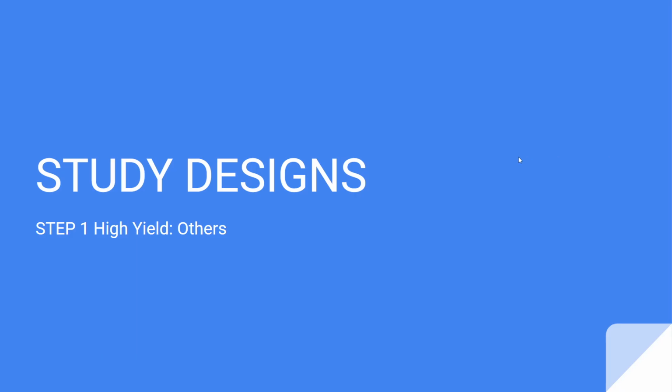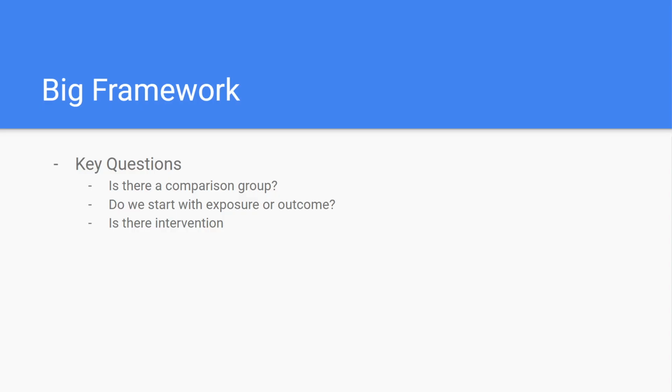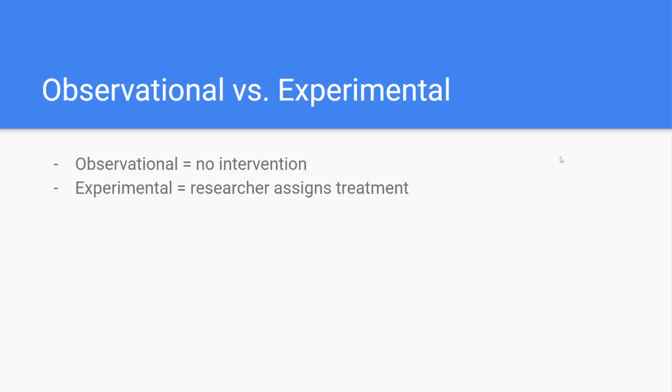All of these study designs can be answered by asking these three questions. Is there a comparison group? Do we start with the exposure or the outcome? And is there an intervention? If you answer these things, the study design is going to be so obvious.